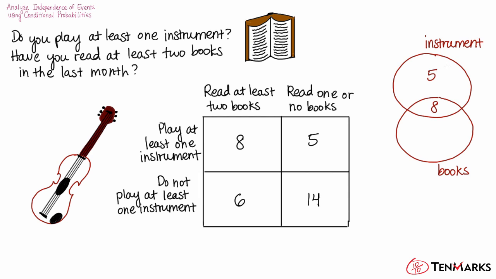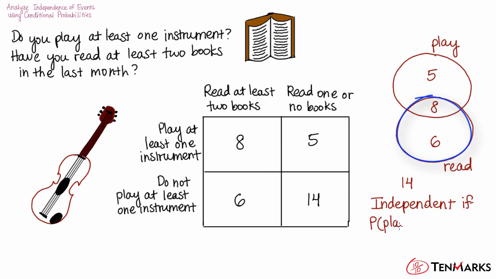There are 5 people here, and 6 people here, and 14 people who do not play an instrument and who also have read only 1 or no books. These events are independent if the probability of one event doesn't change if the other event happens. Let's call this event play for short, and this event read. They're independent if the probability that someone plays a musical instrument is equal to the probability that they play a musical instrument given that they've read at least 2 books.